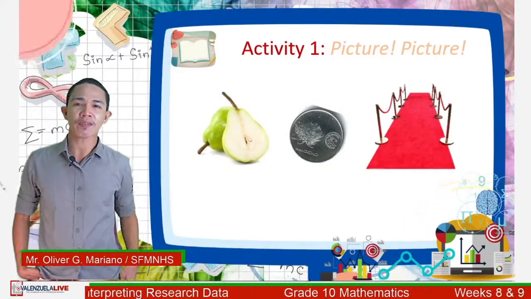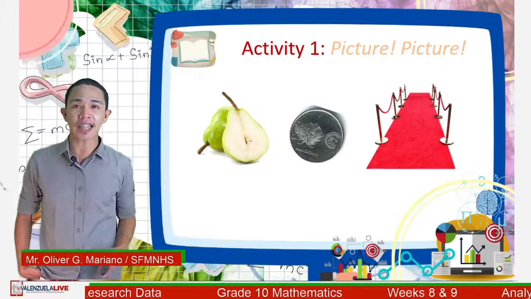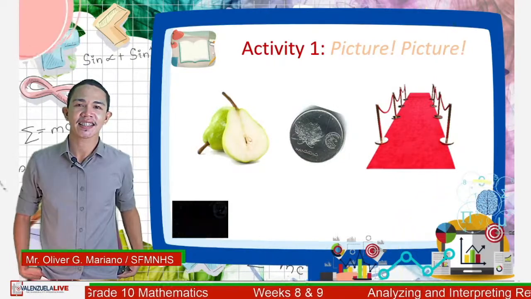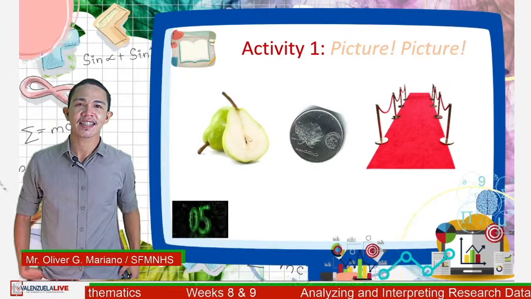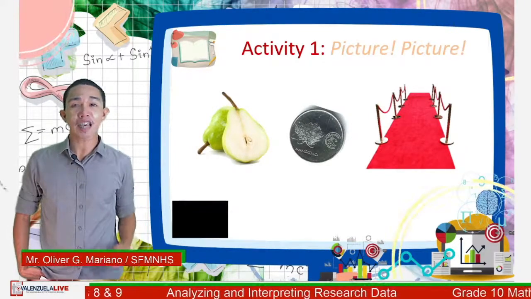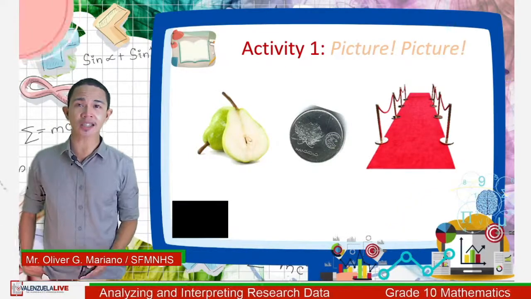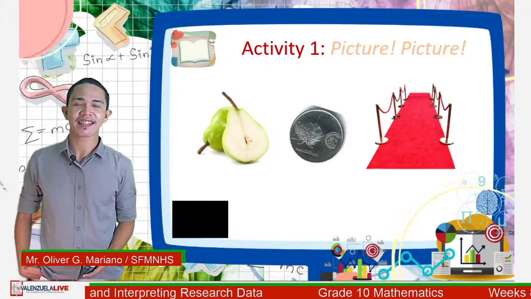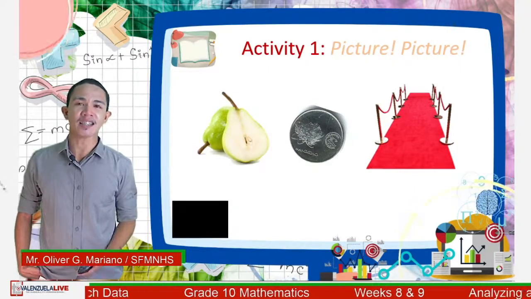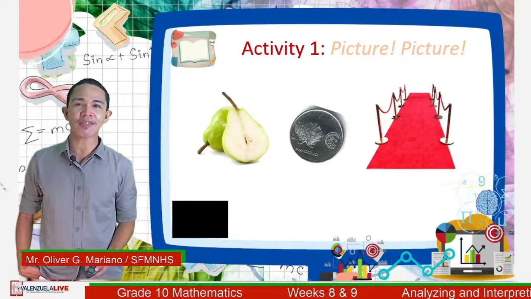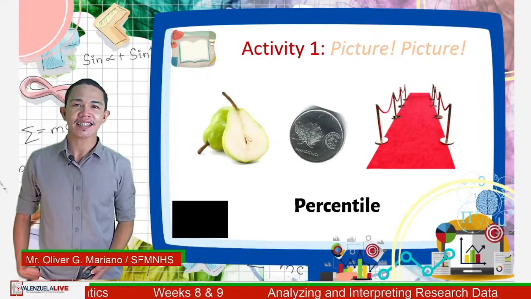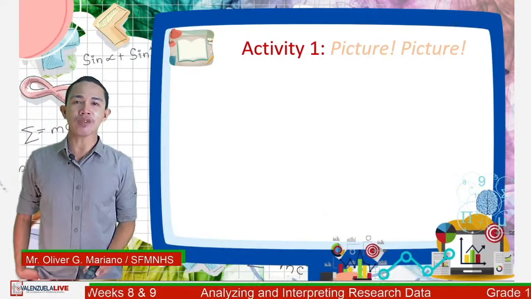We have the following pictures. Your 10 seconds begins now. Time is up. What do you see on the picture? All right, you have a per, a cent, and an aisle. Taking them all together, we have percentile. Did you get it correctly? All right, let's move to the next one.